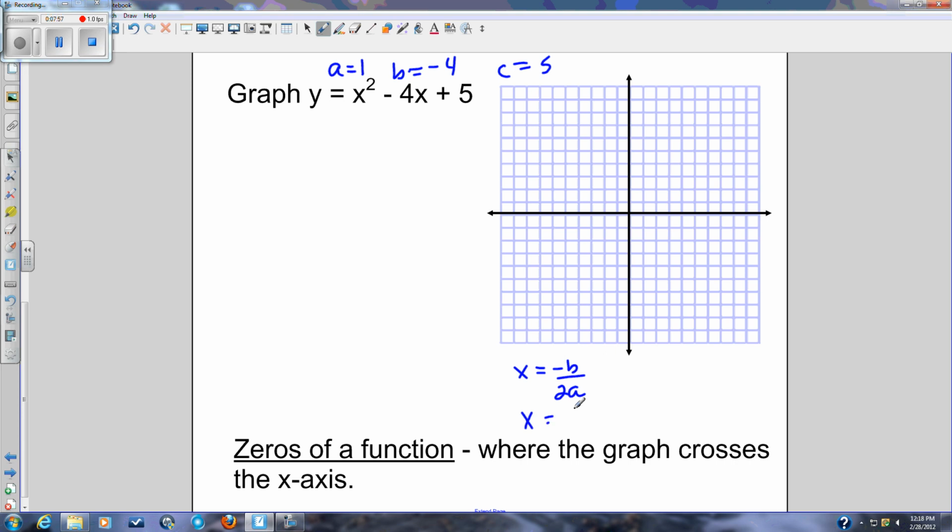So we have negative negative 4 over 2 times 1. So we end up with 4 over 2. So in other words, x is 2. That is our starting point for our table. It's also the axis of symmetry. So let's make our table.